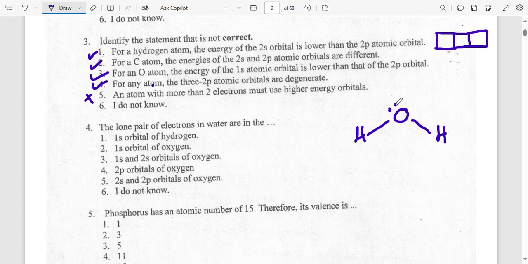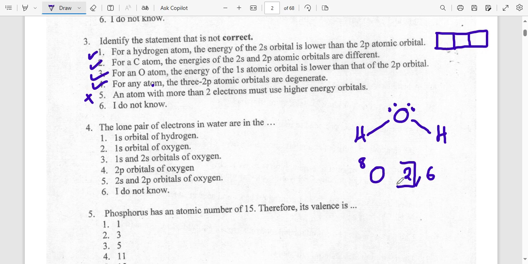And you have got a lone pair of electrons like that. Where do you find the lone pairs in water? How do you find where the lone pairs are going to be? You look at oxygen. Oxygen has got how many electrons? It has a proton number of 8, so the electron configuration is 2, 6.